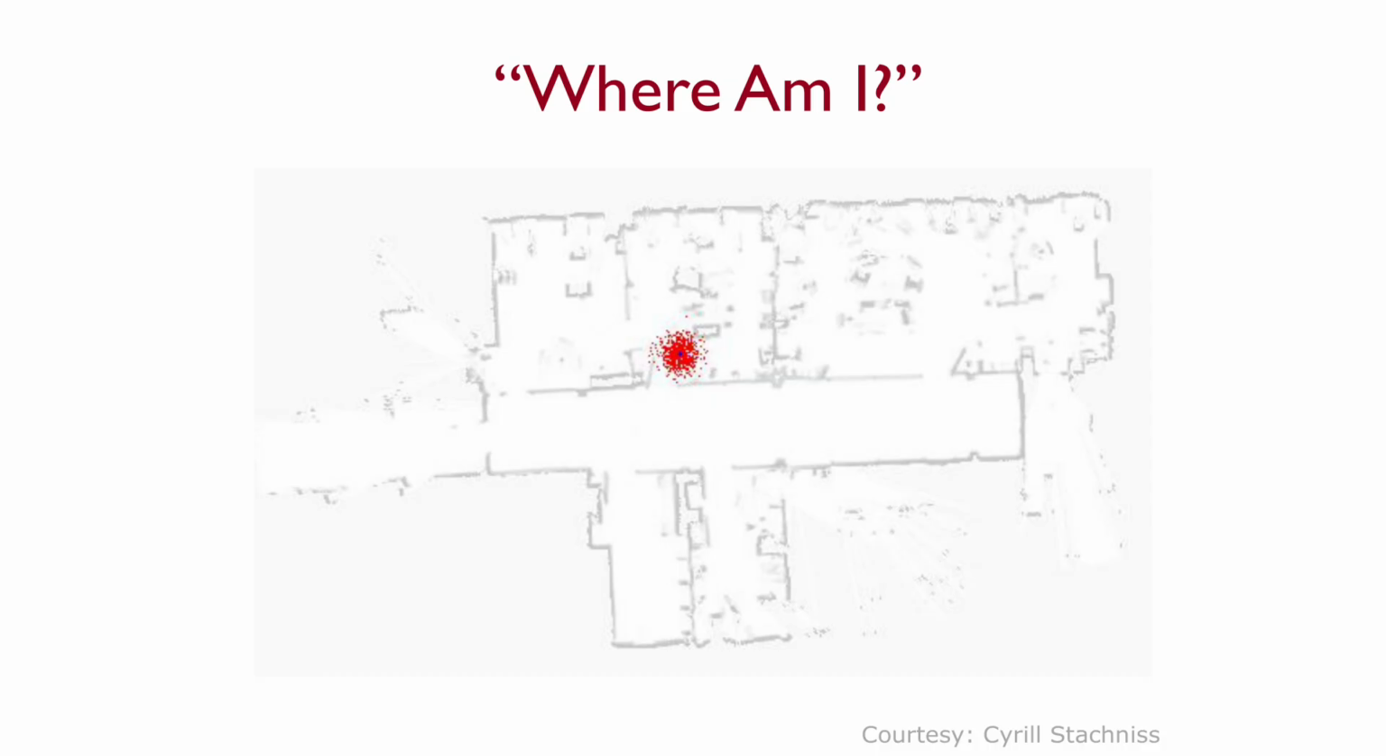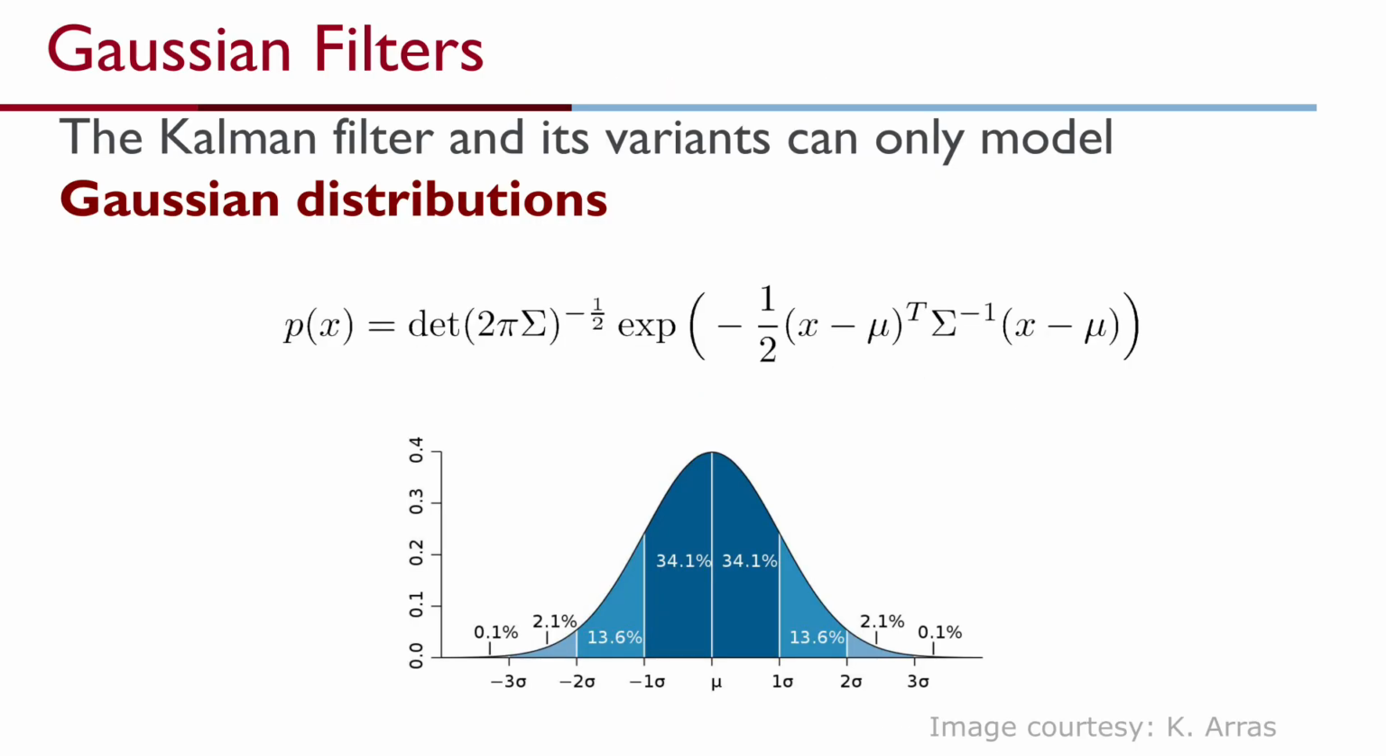Where the particles are dense, the robot believes, "This is where I'm most likely located." This is the core idea of Monte Carlo localization. Traditionally, state estimation in robotics has relied heavily on Gaussian filters. The most well-known example is the Kalman filter, which estimates a probability distribution over the robot's state. But there is an important assumption here. The distribution we are trying to model must be Gaussian, a smooth, bell-shaped curve centered around a mean.